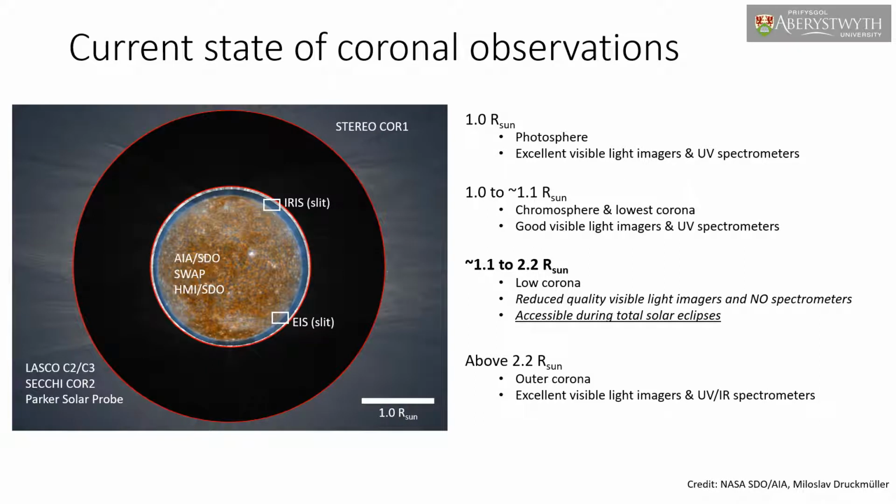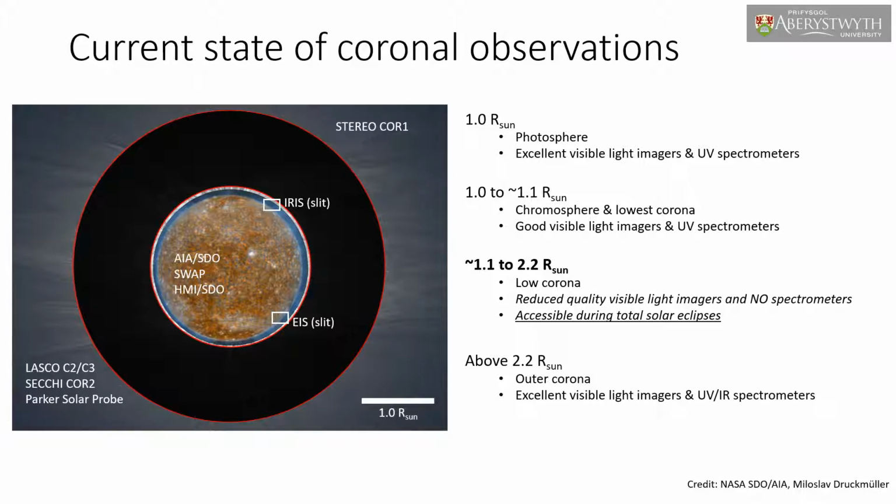So let's take a quick look at the current state of coronal observations. The photosphere is covered by a wealth of space telescopes, providing excellent visible light imagers and a large set of ultraviolet spectrometers. Visible light spectrometers are rare, since separating any potential spectral lines from the bright solar disk is a huge technical challenge. Just above the photosphere, the layer known as the chromosphere, very thin, also has good visible light imagers and UV spectrometers up to around 1.1 solar radii.